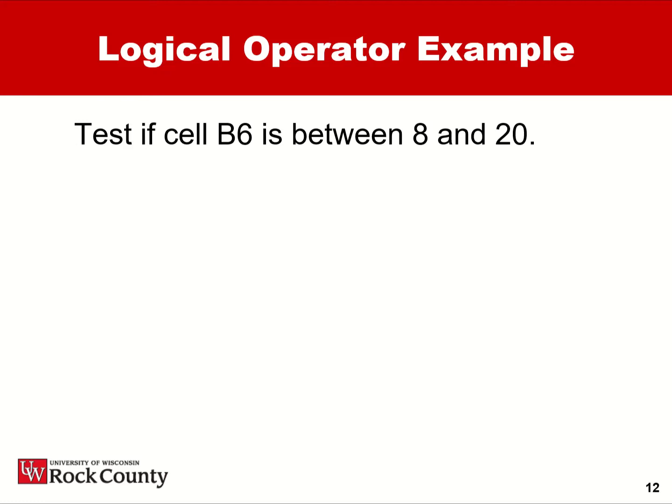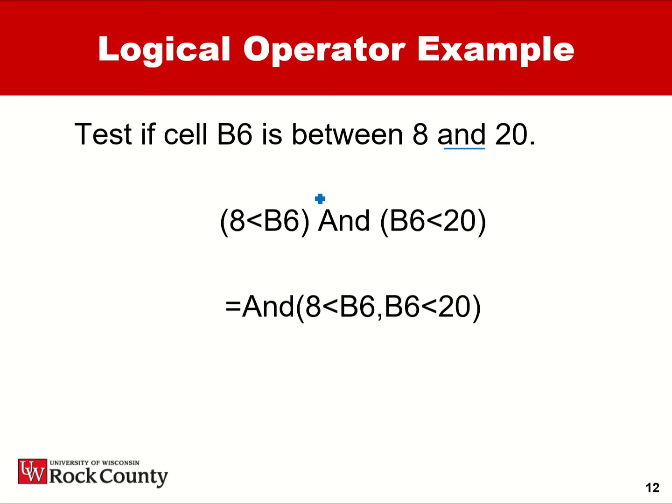Okay? So we can use these logical operators, for example, to test to see if cell B6 is between 8 and 20. This would be a logical operator, so it has to be an AND. It needs to be between both of those. This is the way we would think of it: is B6 greater than 8, and is B6 less than 20? If it is, then it would be true.